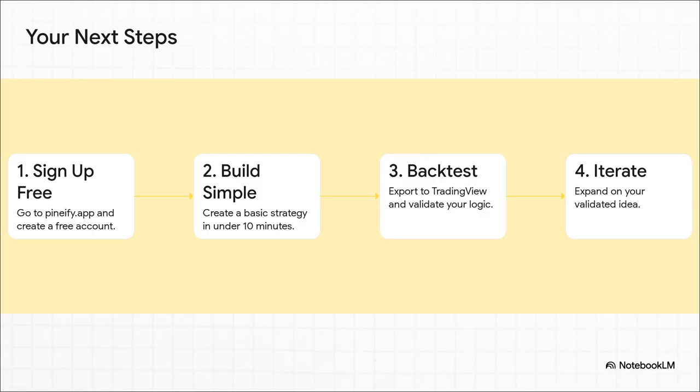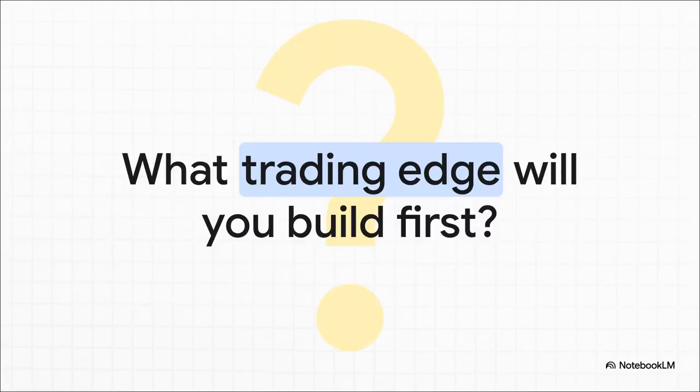So if this has got you thinking, the path forward is really simple. You can go create a free account, try building a basic strategy, and just see for yourself how fast you can get a backtest running in TradingView. From there, it's all about iterating and building on what you learn. And that really brings us to the final and most exciting question. It's no longer a matter of if you can build your strategy, it's a matter of what you're going to build. Now that the coding barrier is gone, what's that first, unique trading edge that you are finally going to bring to life?